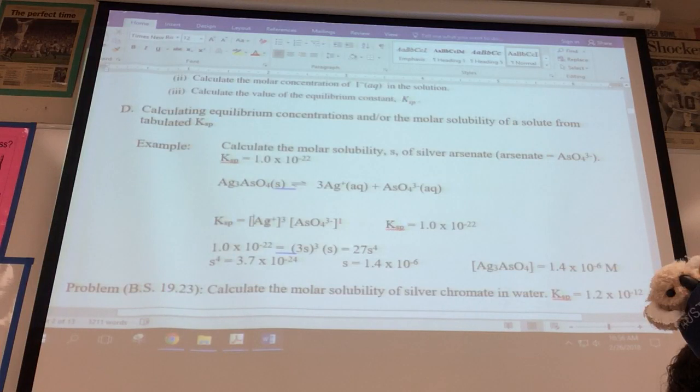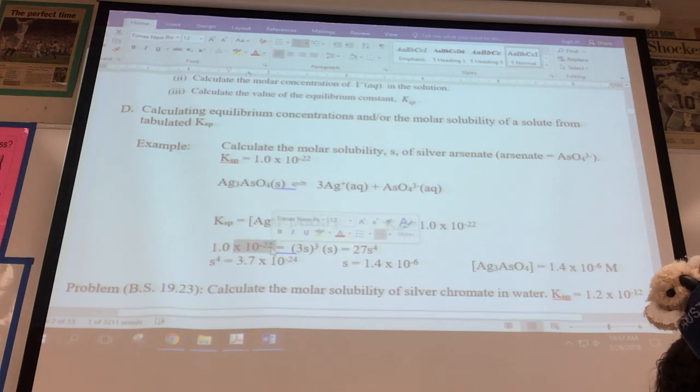Now you're going to see it here. Silver ion raised to the 3rd power, so the concentration of silver ion is 3S. It's 3 times the concentration of arsenate ion, which is S. Where you need to be careful is to put how many S's you have in parentheses and then apply the exponent, because this is not 3S cubed. It's 27S cubed times S, which is 27S to the 4th power.